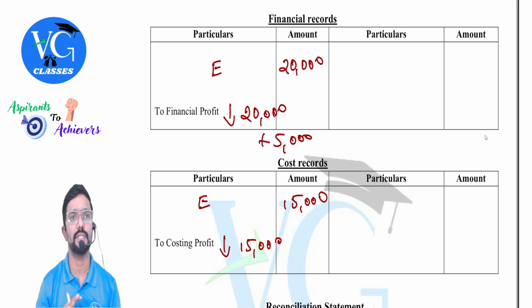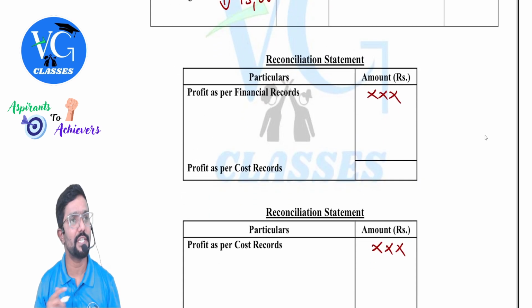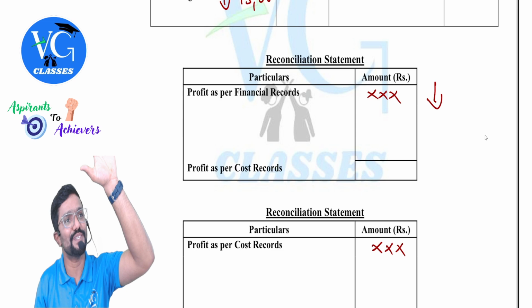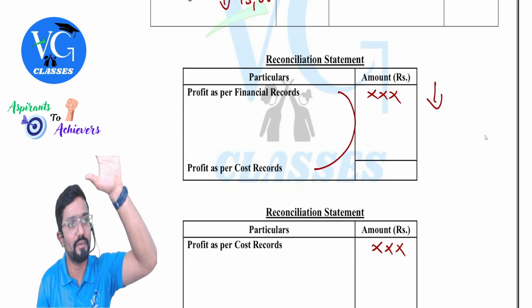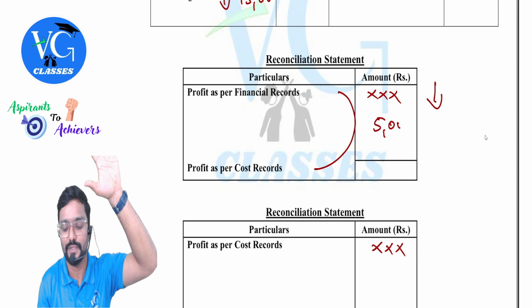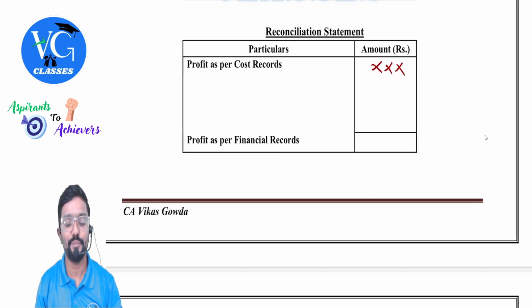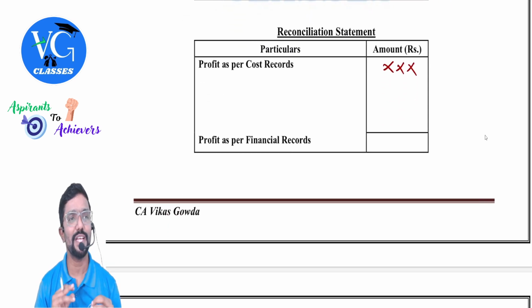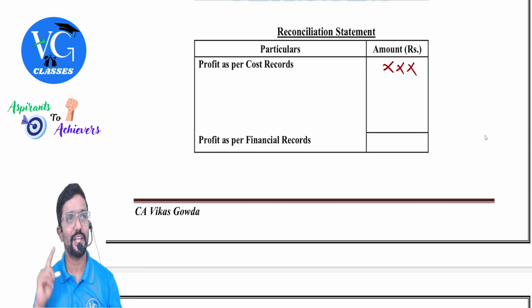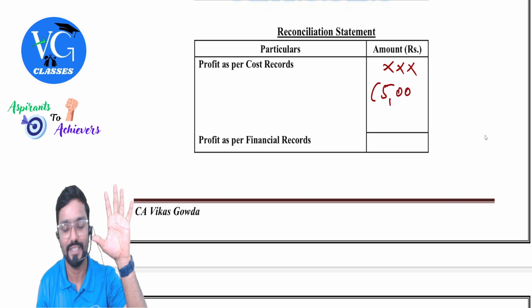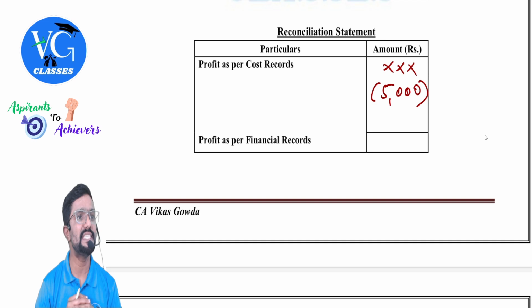Extra debit is 5,000. Now, if I am starting with financial profit, my financial profit has already gone down further by excess how much? 5,000. Now, if I have to match it with my cost profit, what should I do? Add 5,000. Got it? The same way, if my starting point is cost profit, sir, my cost profit has gone down by only 15,000, whereas my financial profit has gone down by 20,000. So 5,000 less I have charged in cost books. So what should I do now? Deduct it. Got it? Yes.